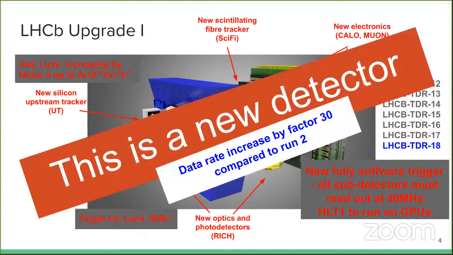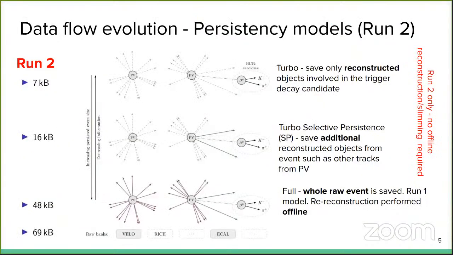So in essence, we're expecting a data rate increase by a factor of 30 in the upgrade compared to Run 2. And this talk is going to talk a little bit about how we deal with the challenges that come with this in the offline data processor. So we can start with the data flow evolution, looking at the persistency models that we had in Run 2.